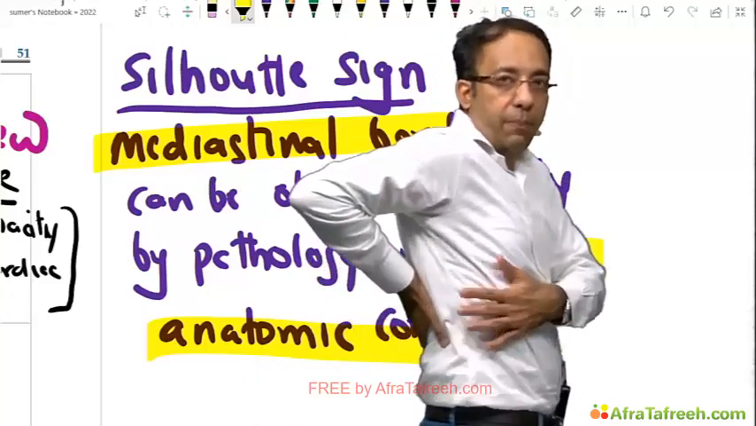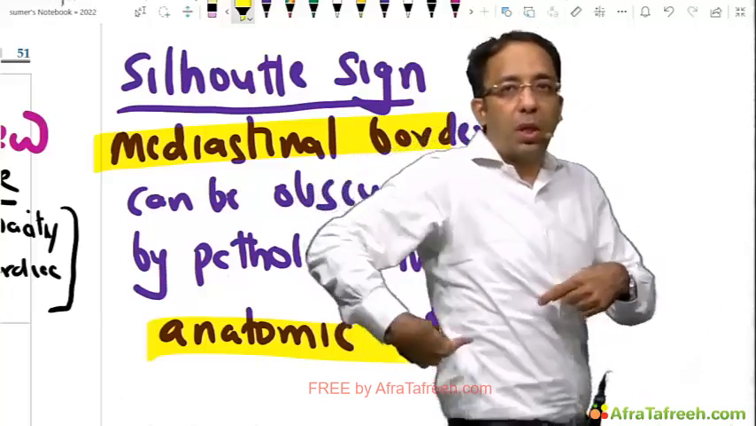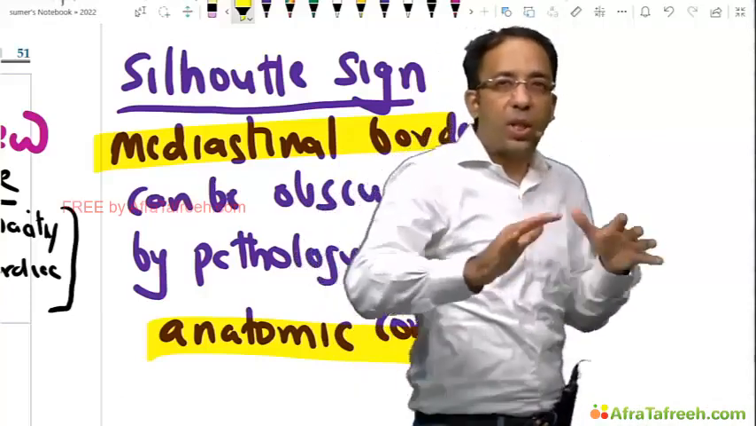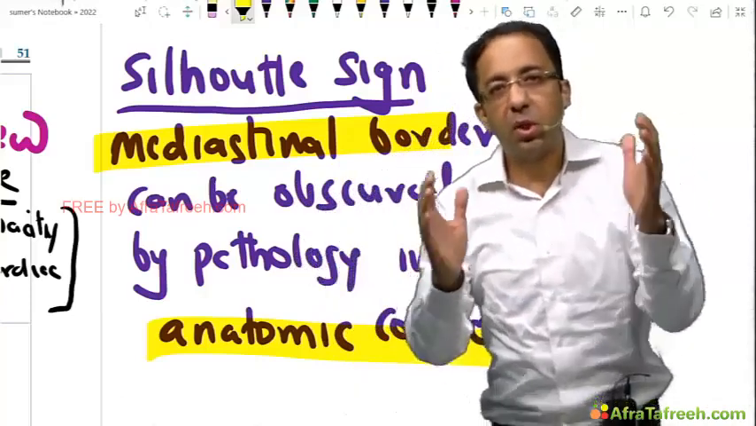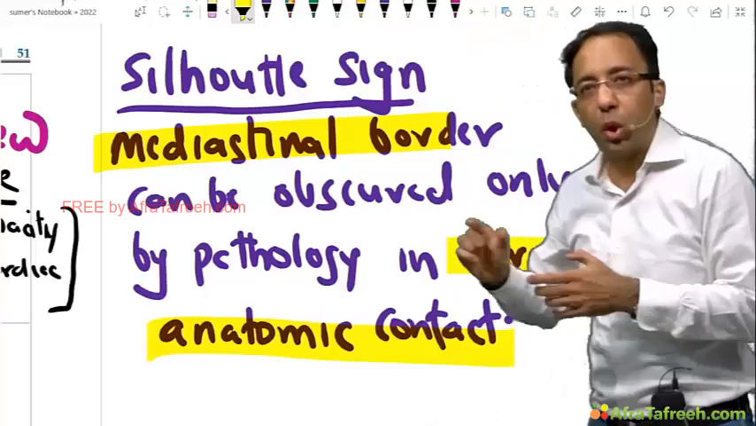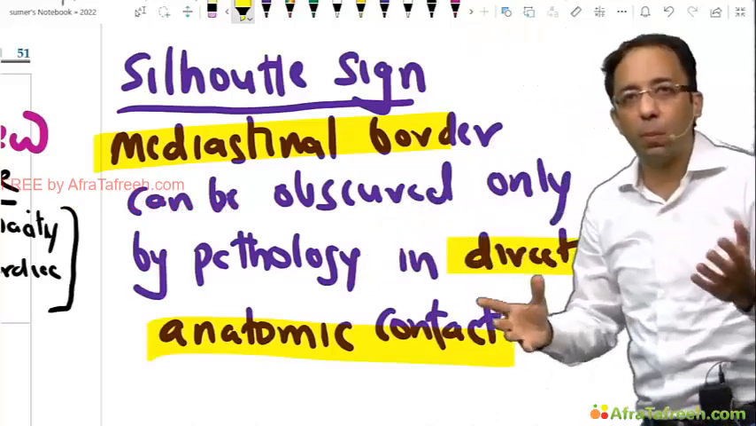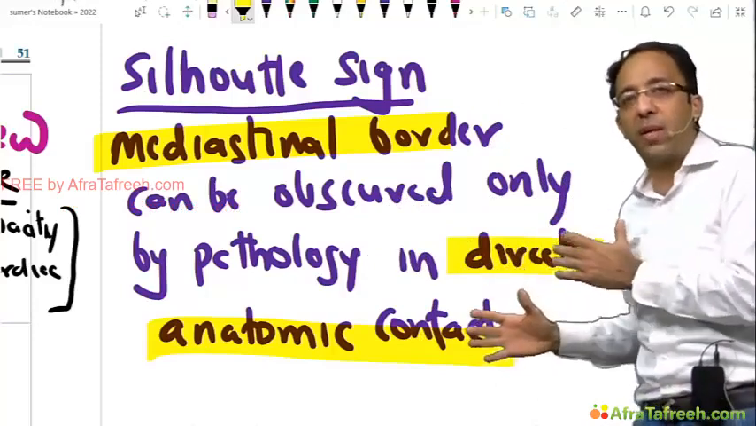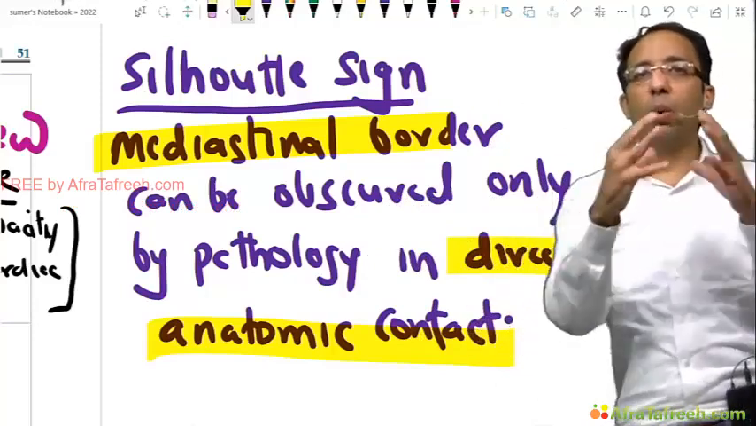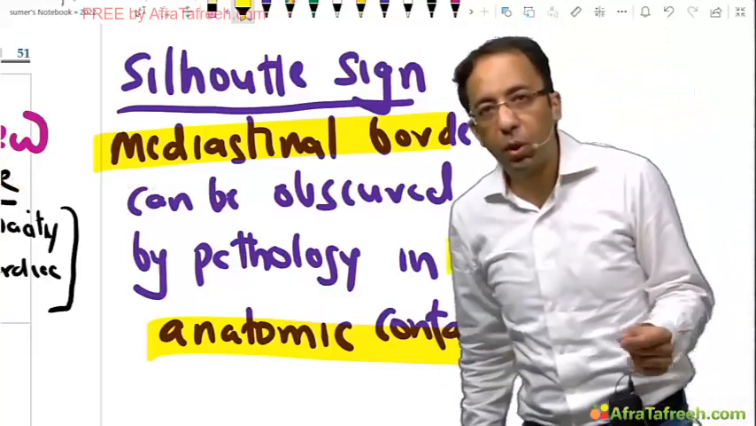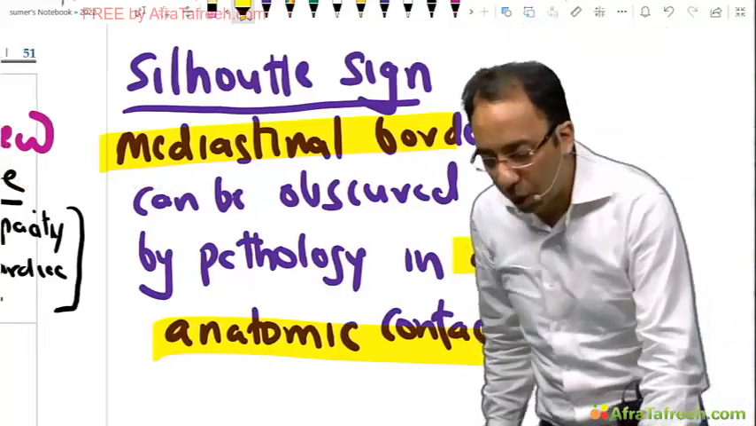The lower lobe is posterior. Middle lobe is anterior. The heart is just behind the sternum. So which lobe on the right side is touching the heart? Which lobe is in anatomical contact with the heart? Middle lobe. Lower lobe is posterior, it does not touch the heart. Middle lobe is touching the heart. So that tells me if there is a middle lobe pathology, it will obscure the cardiac border.